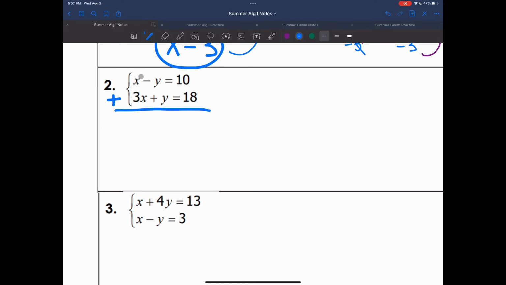Okay, let's add them together. Up here we've got x plus 3x. That's like a 1x plus 3x to give me 4x. Okay, so those didn't get eliminated. Maybe the y's will. Looks like they will actually.